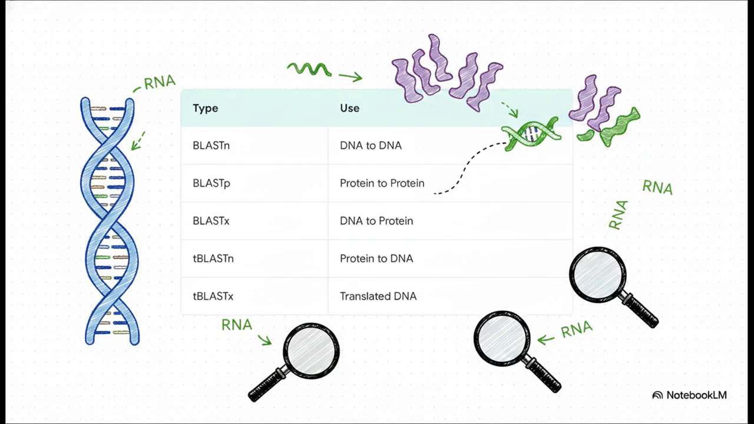But what if you need to cross-reference? Well, BLAST-X actually converts your DNA into a protein sequence first and then checks the protein database. T-BLAST-N takes your protein query and compares it against a translated nucleotide database. And T-BLAST-X compares a translated nucleotide to another translated nucleotide. Basically, you just pick the right lens for the evidence in your hand.